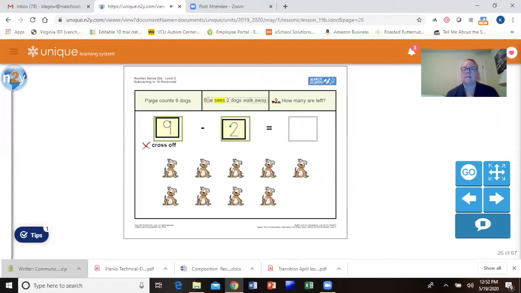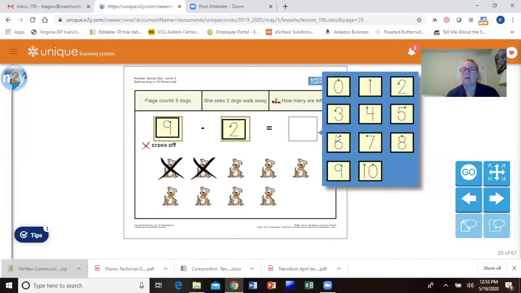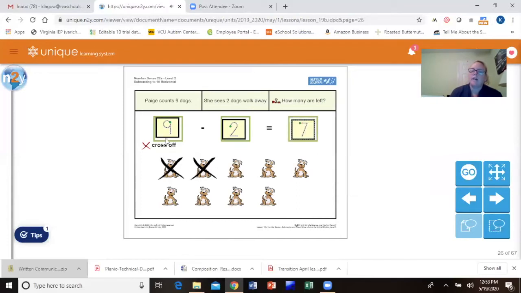So she sees 2 dogs walk away. All right, so cross off 2. Here we go. 1, 2. How many are left? Let's count them. Ready? 1, 2, 3, 4, 5, 6, 7. Who can find the number 7 over here? Point to it. If you pointed here, you are correct. 9, take away 2 equals 7. Excellent job doing subtraction.